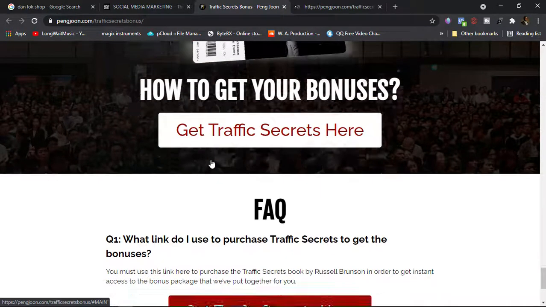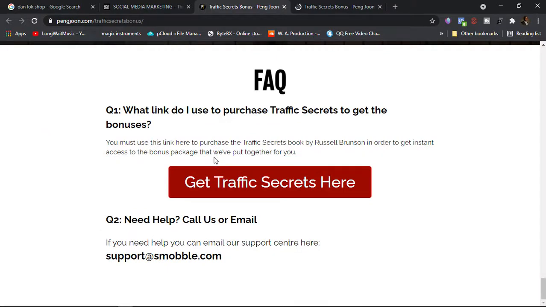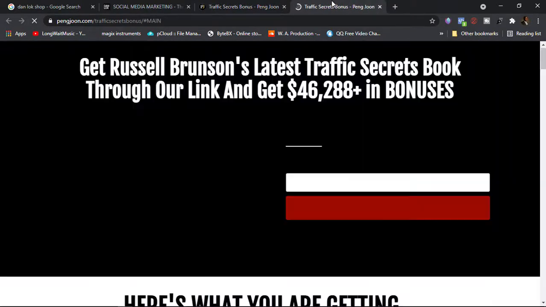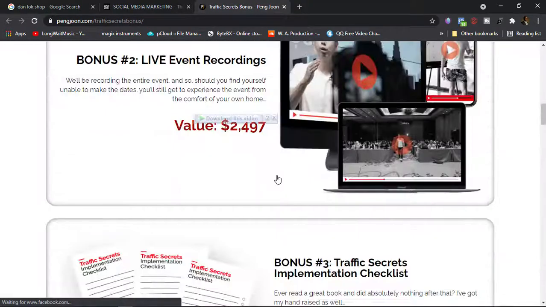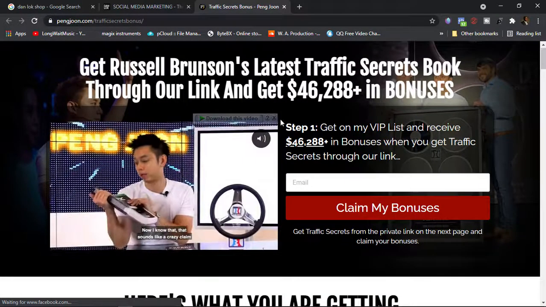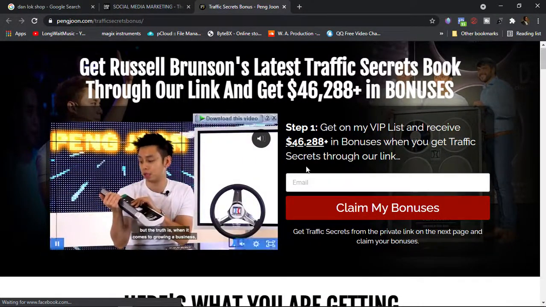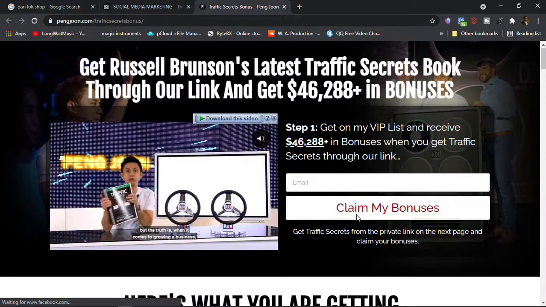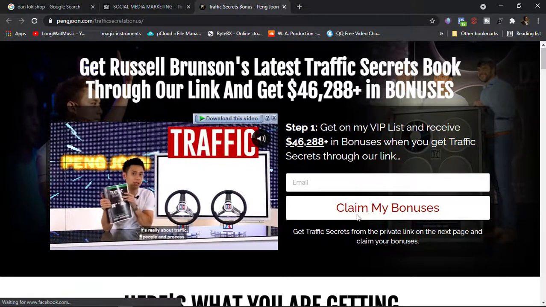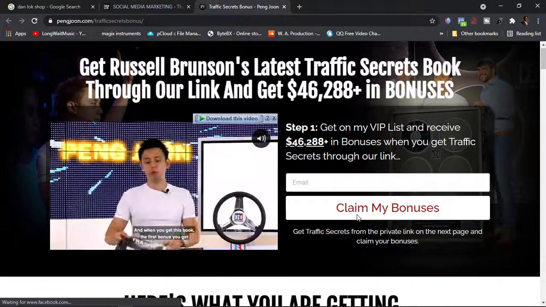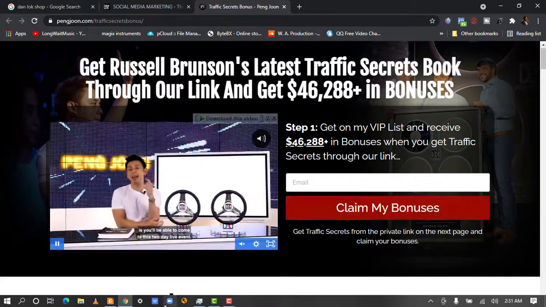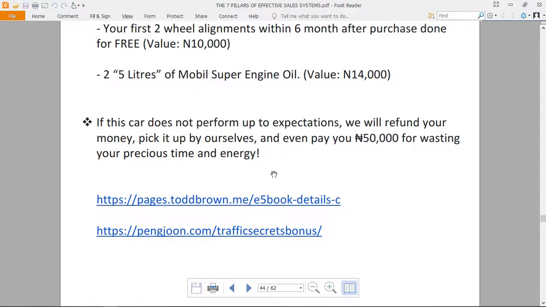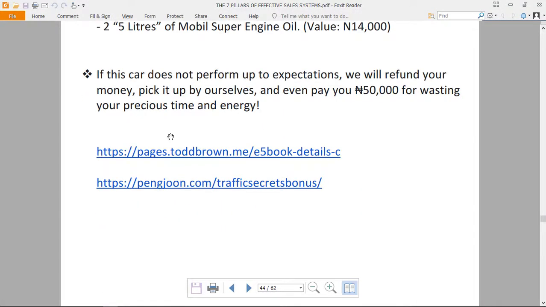Let's see if it will open. Let's see what will open rather. Will it open the Traffic Secrets page? If it doesn't open the Traffic Secrets page, okay, I know what happened. Let's see what happens here. Okay, so now, first off, he gets your email and then you go ahead to buy Traffic Secrets. This was smart. I need to save this page. Hope you understand. So that's it. I think we've done enough here. Let's go back. All right. Todd Brown, so that we don't spend too much time.